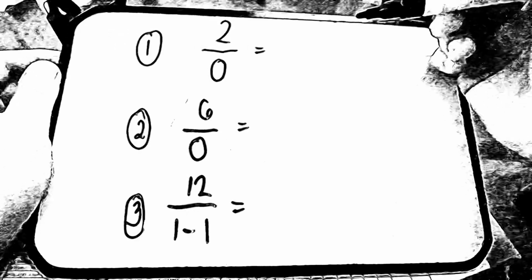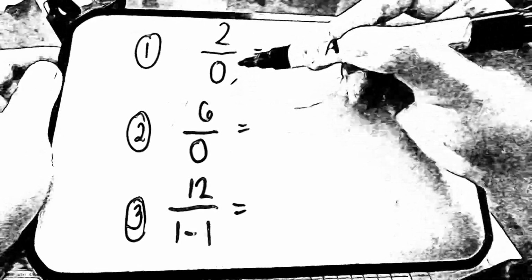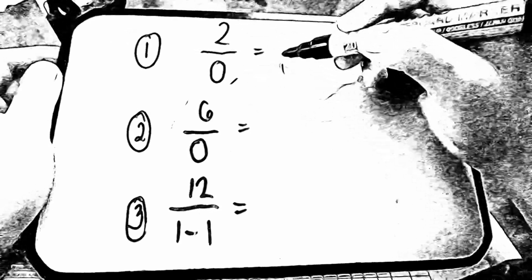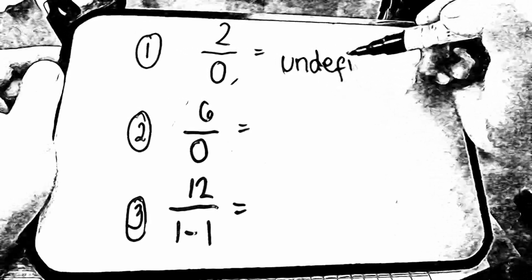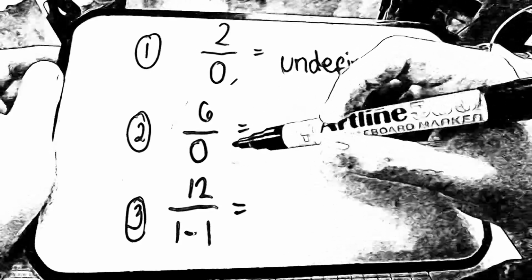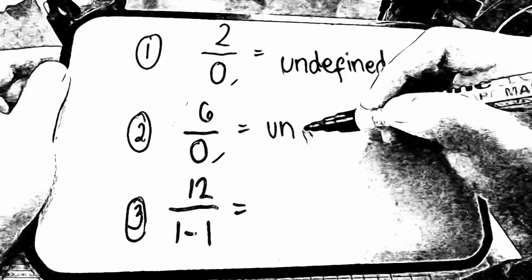Example number 1. 2 all over 0. The denominator is 0. In fraction, if the denominator is 0, the answer is undefined. Number 2, 6 all over 0. The denominator is 0. The answer is still undefined.